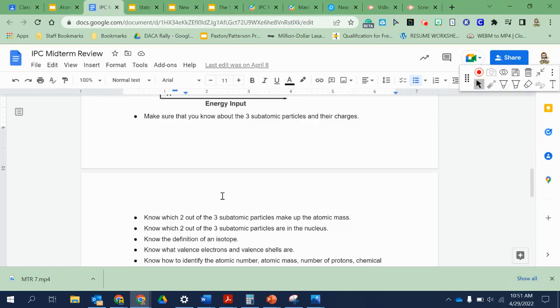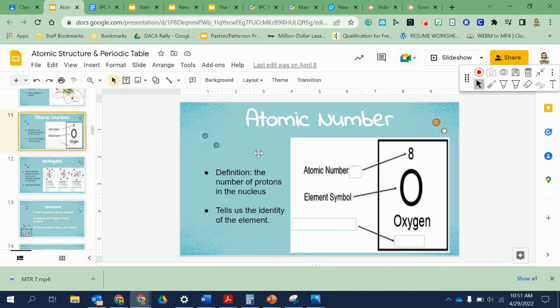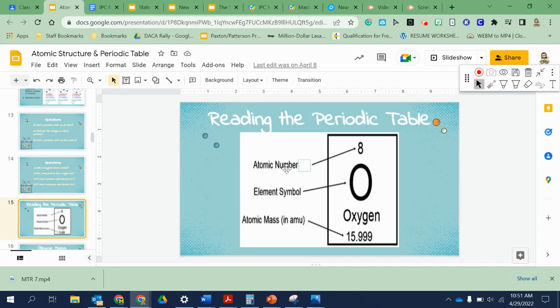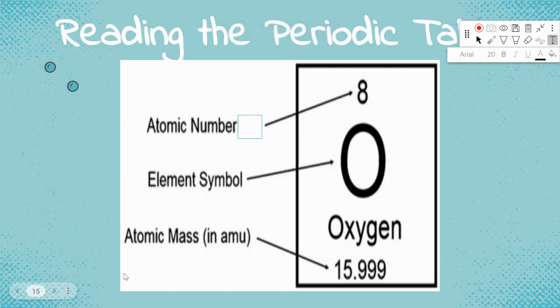All right, and know which two out of the three subatomic particles make up the atomic mass. So remember the atomic mass. That is different from the atomic number, and we'll talk about that. The atomic mass right here, remember, is, and I will write this right here: protons plus neutrons. Protons plus neutrons are what give you the atomic mass. So I'll put that right here.